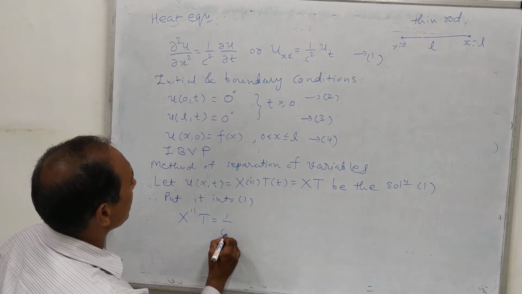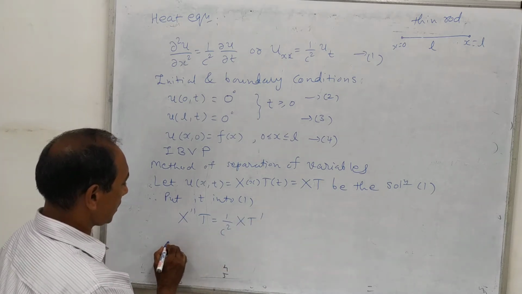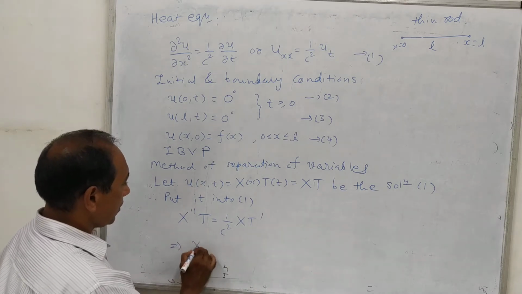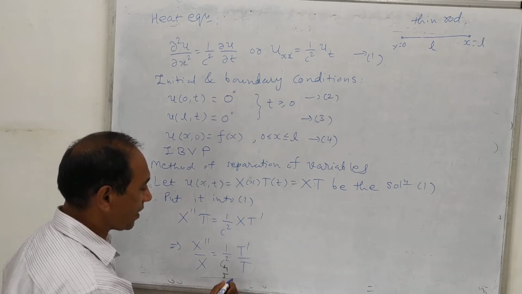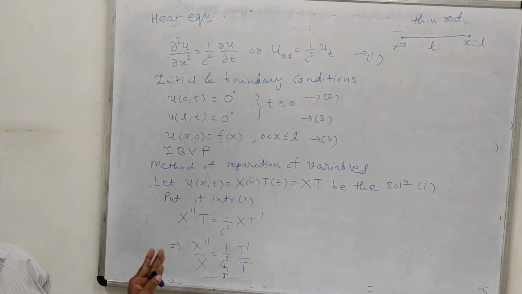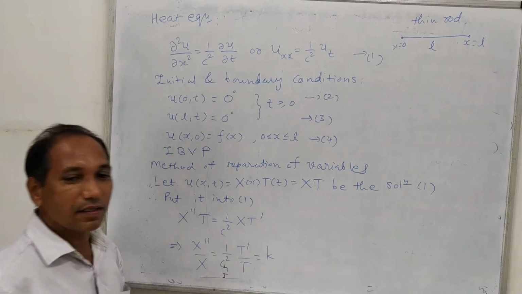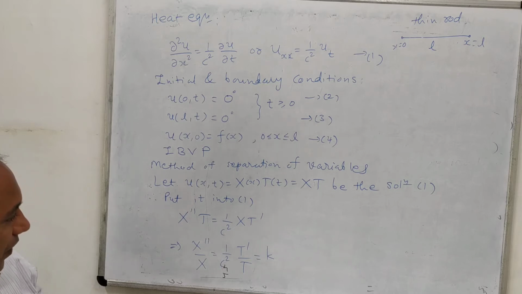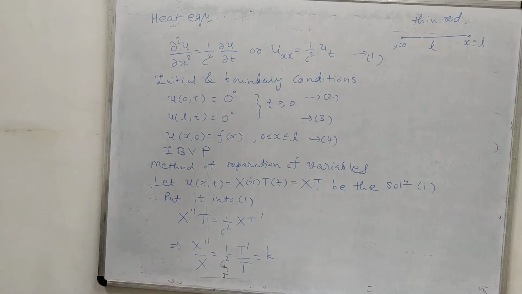And on the right hand side we have 1 over c square into T dash, with capital T. So this gives us X double dash upon X equal to 1 upon c square into T dash upon T. That means the variable equations have been separated in terms of variables. That is, on the left hand side it is completely a function of x, and on the right hand side it is completely a function of t. And we suppose that this is some constant k, because both sides have different functions of different kinds of variables. So they are equal only if both are equal to some constant k.